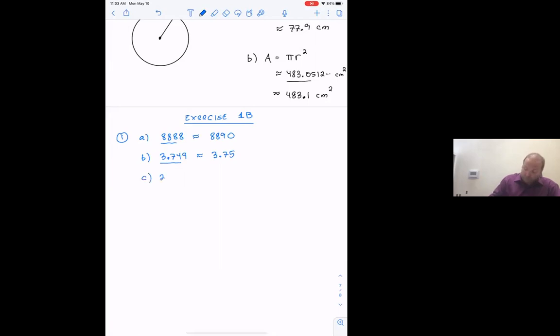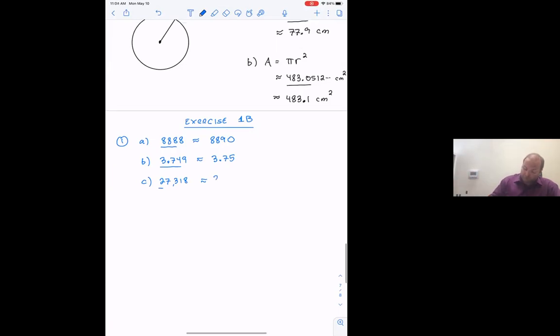C, 27,318, and we want 1 significant figure. Well, that means we stop at the 2, but because of the 7, it goes up to a 3. And then we have to throw in enough zeros to make this number match, to be close. And that's going to be 4 zeros, 1 for each spot. So 30,000.